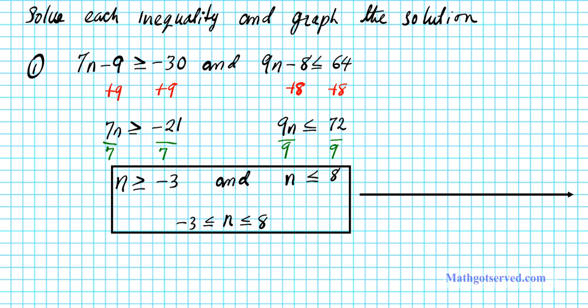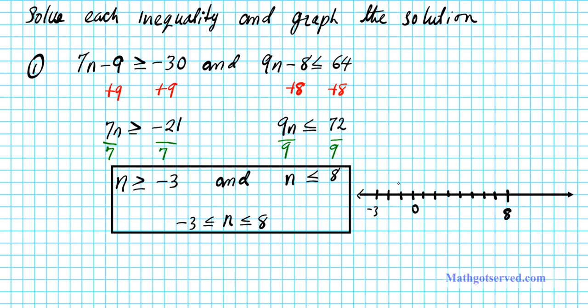So we have 0. Let's put 0 to the left a little bit. 1, 2, 3, -3. And to the right, we're going to go all the way to +8. Okay, so this is -3. This is 0. 1, 2, 3, 4, 5, 6, 7, 8.